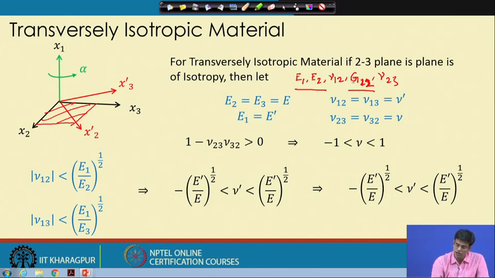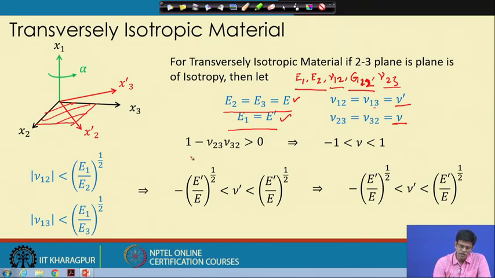So, these quantities will be greater than 0. Now, what is the restriction on these nu 1 2 and nu 2 3? Suppose I assume that E2 and E3 are the same. So I assume it is E, and E1 is E dash, and nu 1 2 and nu 1 3, which are equal for the transverse isotropic material, is nu dash, and for the in-plane x2 x3 plane, the isotropic plane Poisson's ratio is nu.